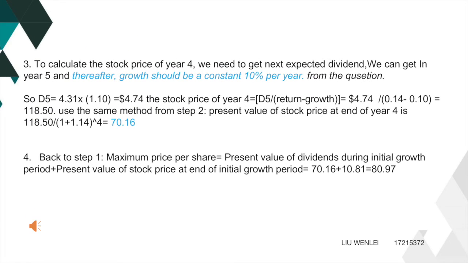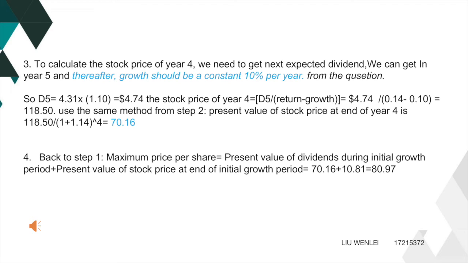The third step is to calculate the stock price for year 4, and we needed to get the next expected dividend. In year 5 and thereafter, growth should be a constant 10% per year from the question. So D5 equals 4.31 multiplied by 1.1, which equals $4.74. And the stock price of year 4 is D5 divided by return minus growth, which equals 4.74 divided by 0.14 minus 0.1, and equals 118.5.